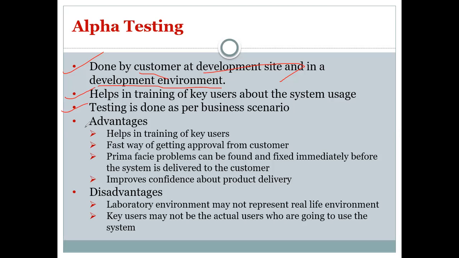So the advantages of this particular alpha testing are, it helps in training of key users. Just now, this point has been elaborated. Then, a fast way of getting approval from the customer. Your customer will be in front of the system, and he will be checking the overall system, whether it is working properly or not. If everything is fine, he will say okay, the system is acceptable. So it is a fast way of getting approval from the customer side.